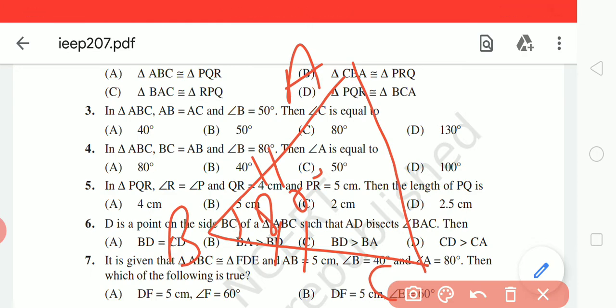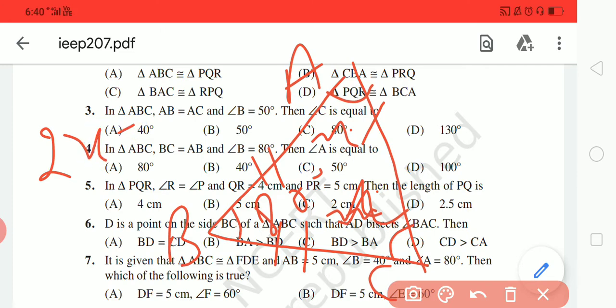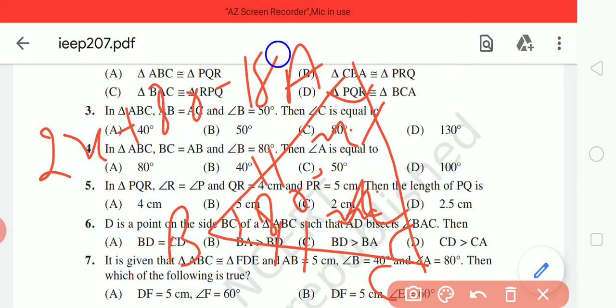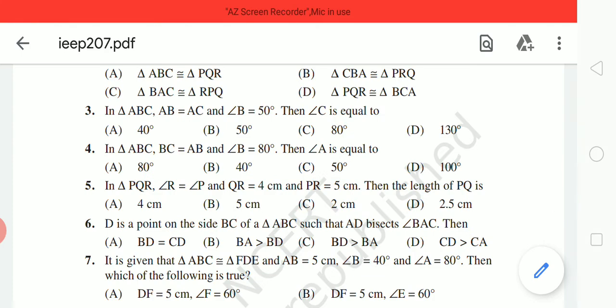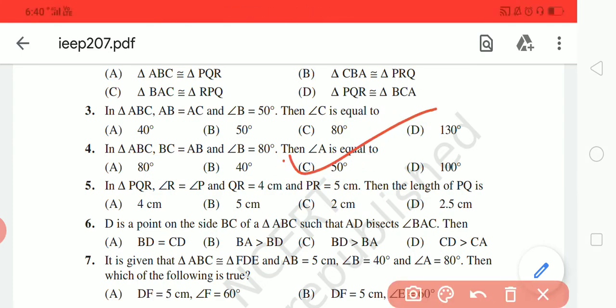We have given BC and AB are equal, so the angles opposite to the equal sides are equal. So A and C will be equal. Let us take X for both A and C because both are equal. The interior angle sum property says that when you add these three angles you get 180 degrees. So X plus X becomes 2X, plus 80, equals 180 degrees. Now 2X is equal to 180 minus 80, that is 100 degrees, and X is equal to 50 degrees. So both angles will be 50 degrees. The solution of the fourth question is option C.